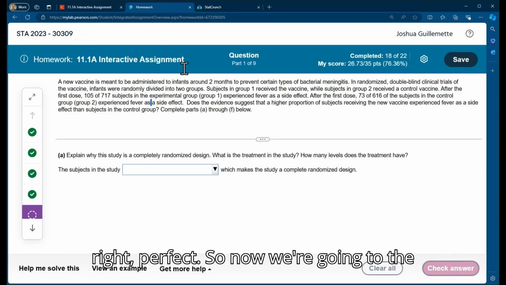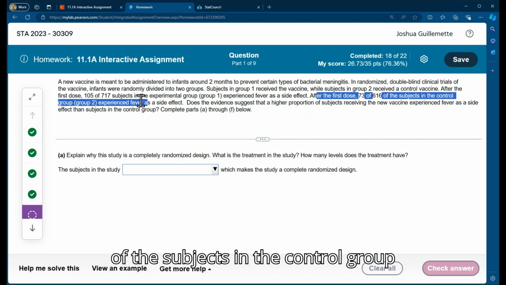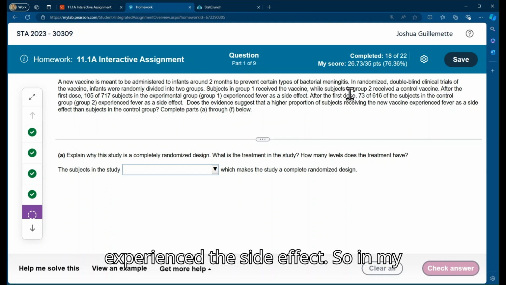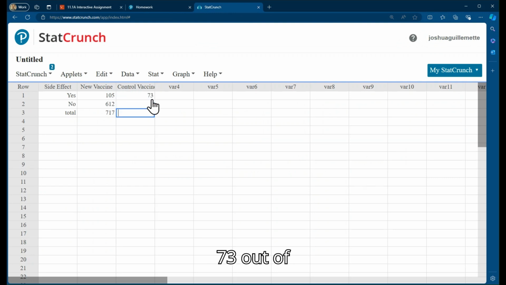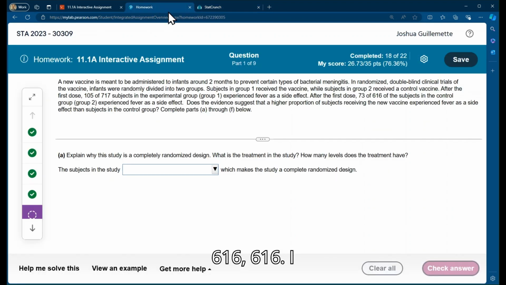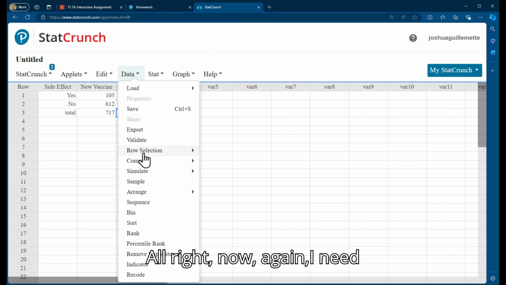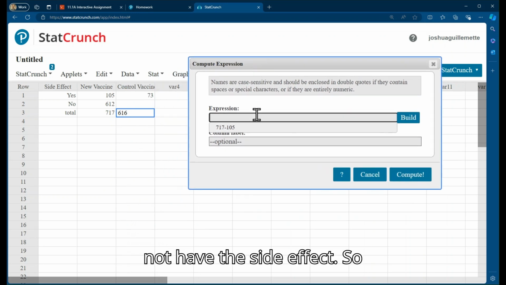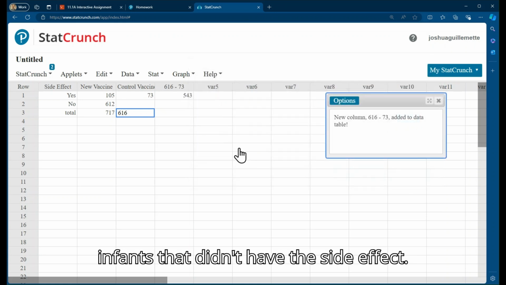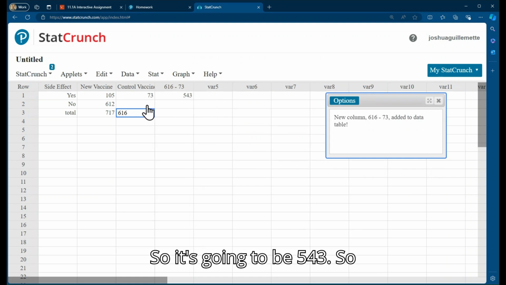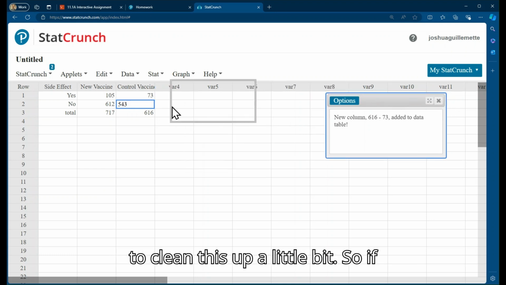All right, perfect. So now we're going to the homework again. After the first dose, 73 out of 616 of the subjects in the control group experienced the side effect. So in my control group, 73 out of 616. I just want to double check. Now, again, I need to subtract to figure out how many did not have the side effect. So 616 minus 73. These are going to be the infants that didn't have the side effect. So it's going to be 543. And again, I'm going to go ahead and delete this column just to clean this up a little bit.